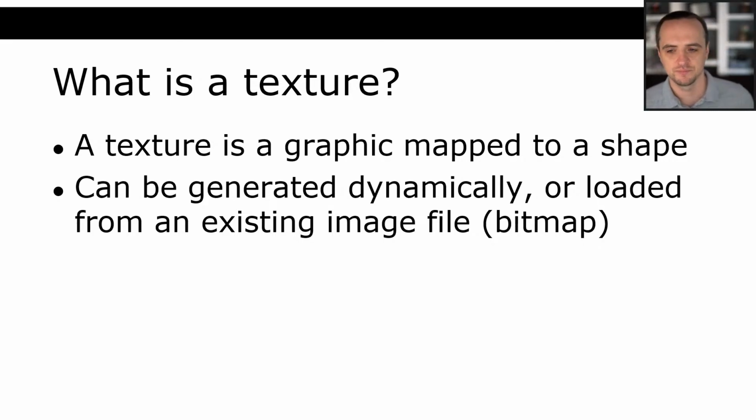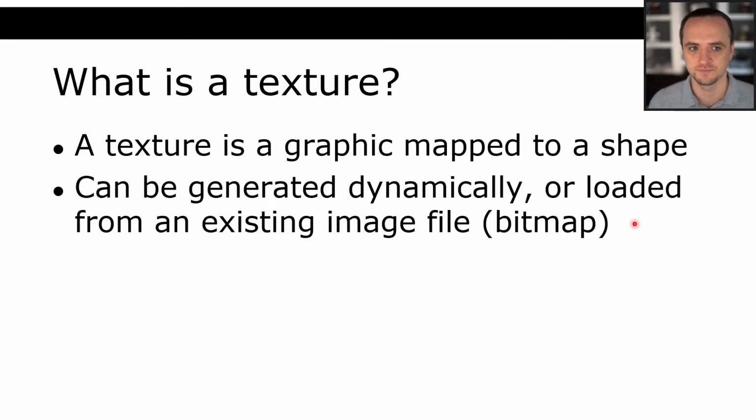So what is a texture? A texture is a graphic mapped to a shape. A texture, for example, can be generated dynamically or loaded from an existing image file. And we're using bitmap files. And no, bitmap doesn't necessarily specify the BMP extension. There are different types of image files that you could have. Not all of them are raster images. Not all of them are bitmapped images. But a bitmapped image is essentially just your JPEG file, your PNG file, just a rectangular object storing image data, RGB values per pixel.